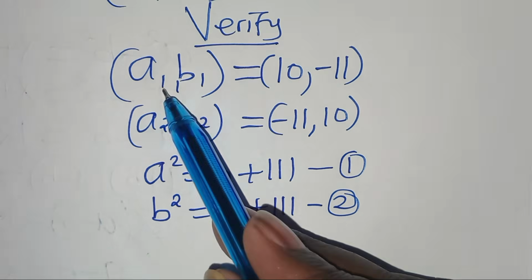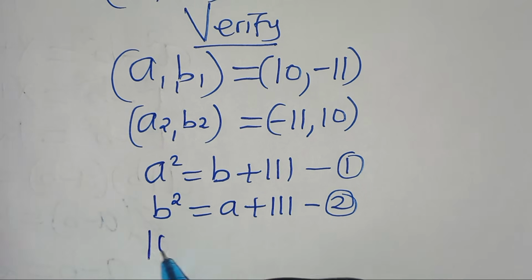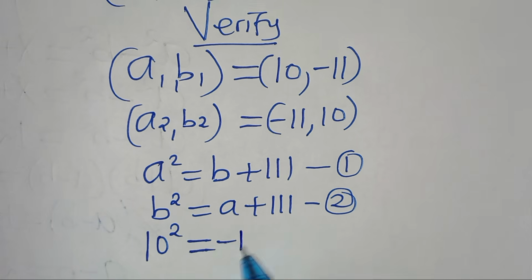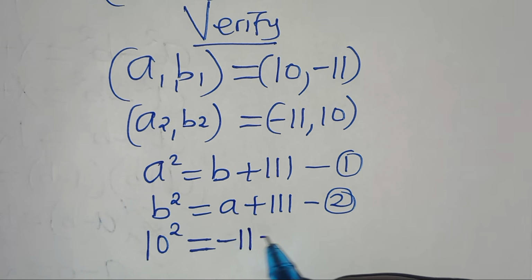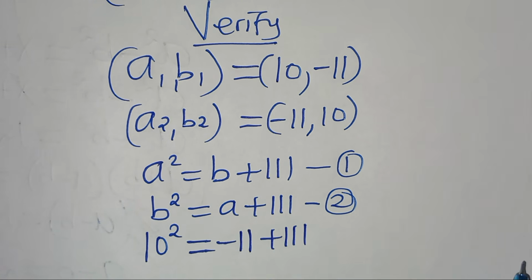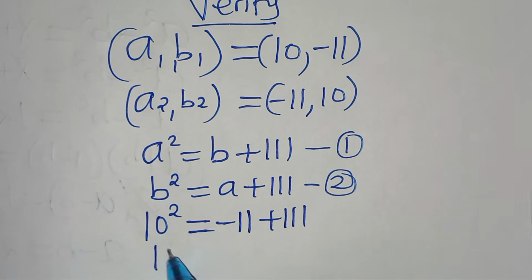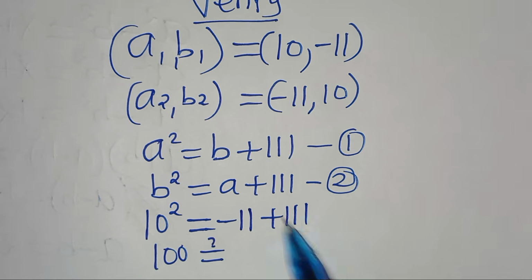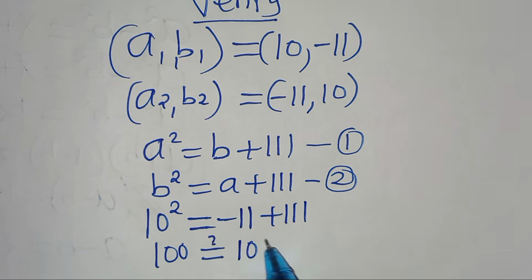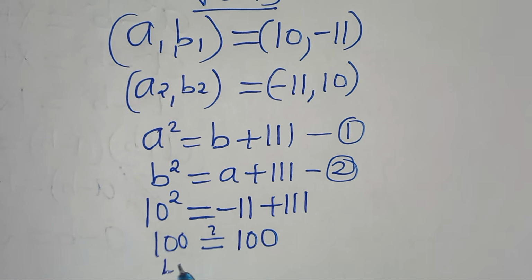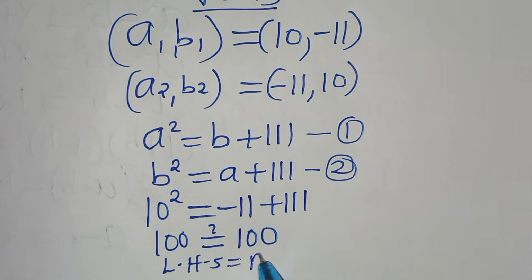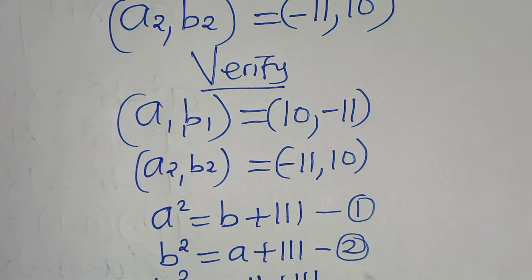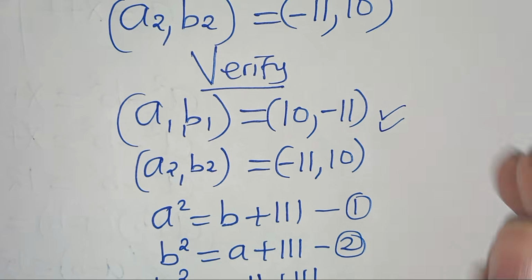So let's substitute A1, B1. We have 10 squared. This should be equal to negative 11 plus 111. So 10 squared, this is 100. This should be equal to negative 11 plus 111, which is equal to 100. So the left hand side is equal to the right hand side. And this proves that A1, B1 satisfies the equation.